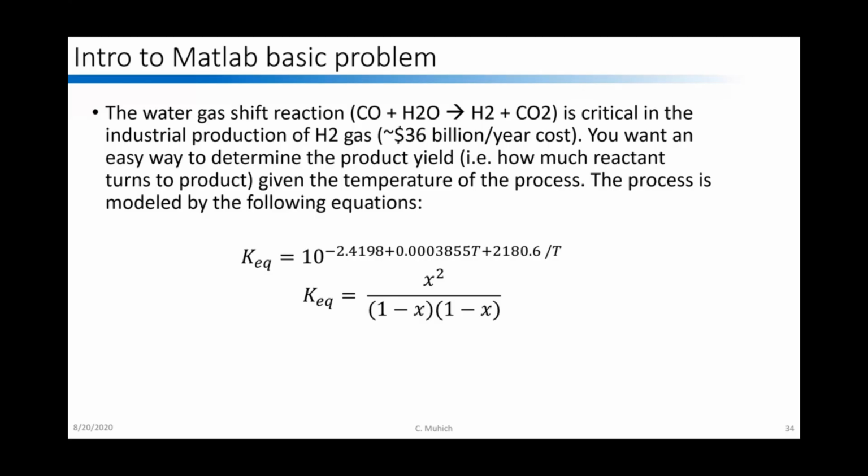So this is critical in the production of fertilizers, fuels, and will become more important as we continue on towards the hydrogen economy. So let's say we want an easy way to determine the production yield, or how much reactant turns into product. So how much of that CO and the water turn into H2 and CO2.